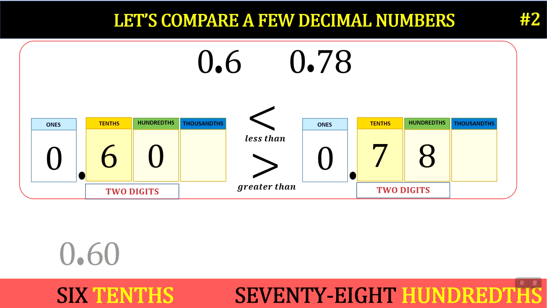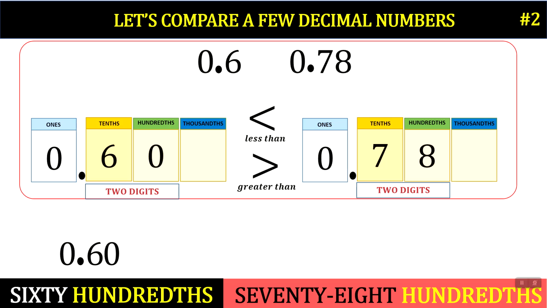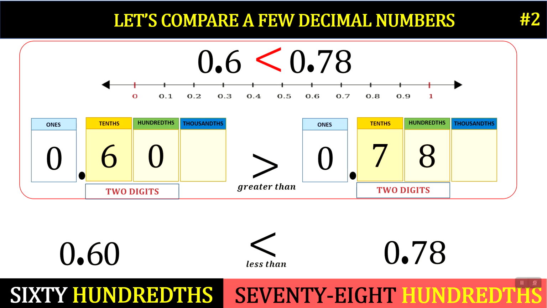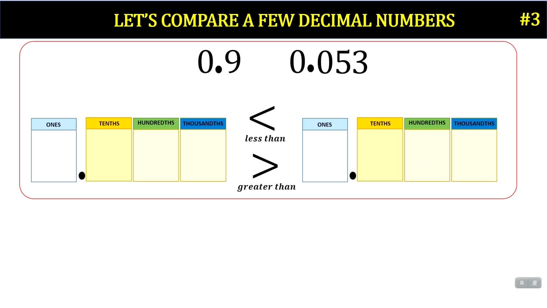And we read that as 60 hundredths. And we have 78 hundredths. And so we know that 60 hundredths is less than 78 hundredths. 0.6 is less than 0.78. On the number line, here is 0.6. Here is 0.78. We can see on the number line that 0.6 is to the left, and therefore it makes it less.